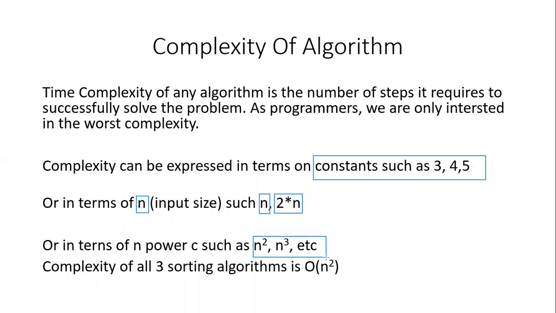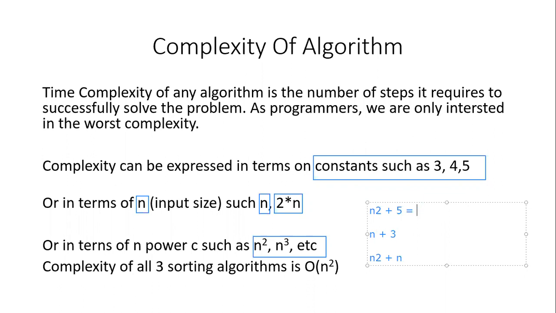So let us suppose that you have a complexity such as this: n square plus 5. You have n plus 3. You have n square plus n. Let us suppose that your complexity for 3 different algorithms turns out to be this. Then what will be the big O complexity?